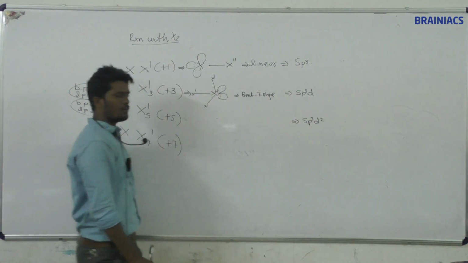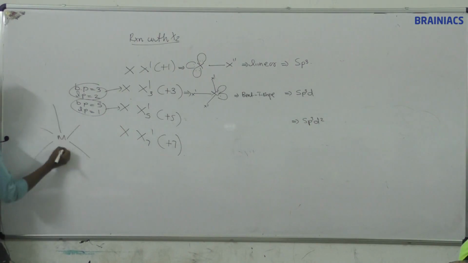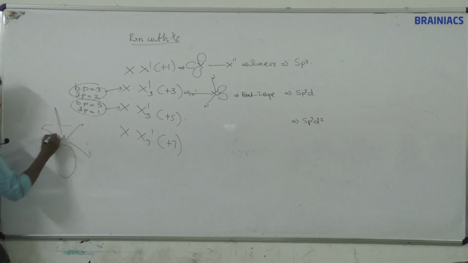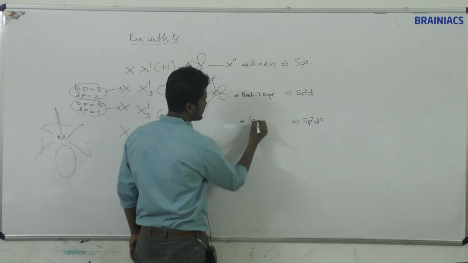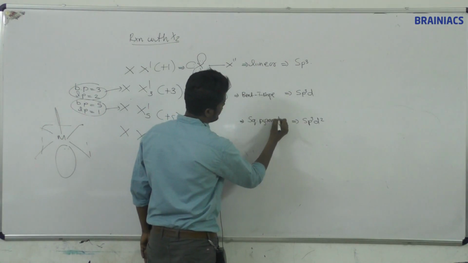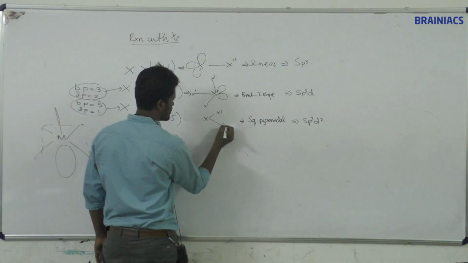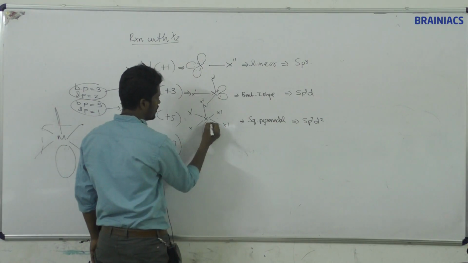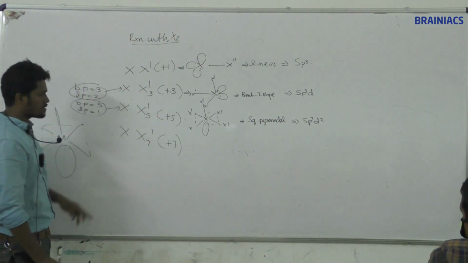sp3d2. What will be the geometry? Octahedral with 1 lone pair of electrons. So what will be the shape? Square pyramidal. Okay. So that is XeF5 dash with the lone pair of electrons, square pyramidal.